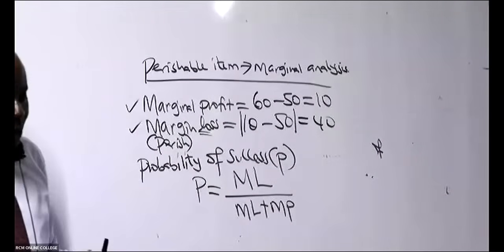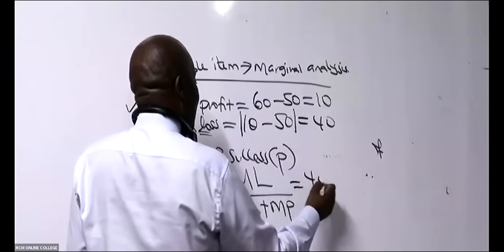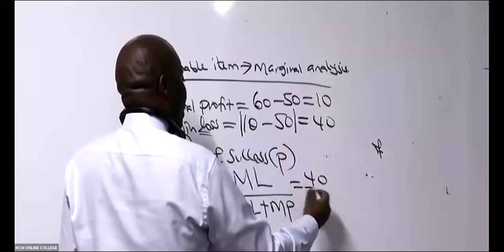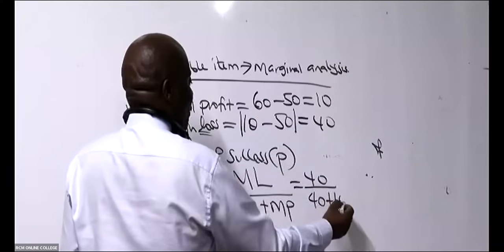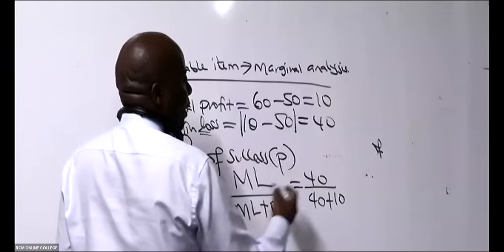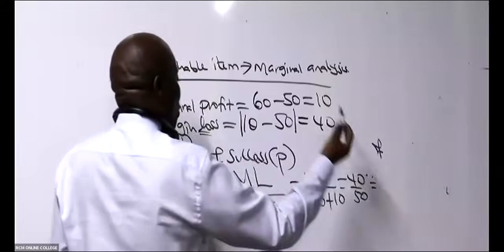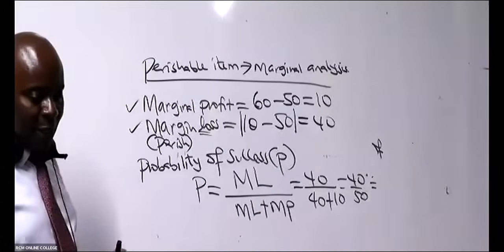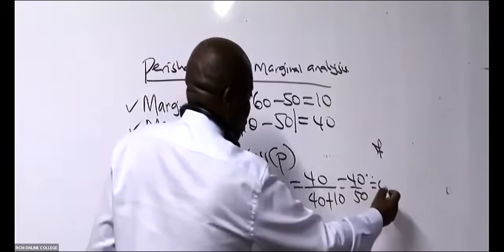So is there somebody who is able to see this marginal loss? It is 40 bob. Ignore the negative. Ignore the sign. All over 40 plus marginal profit of 10. So then this will be 40 over 50, which will end up giving us what probability there? 0.8. So this gives us 0.8.